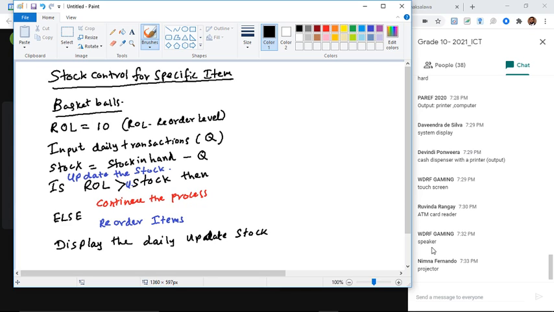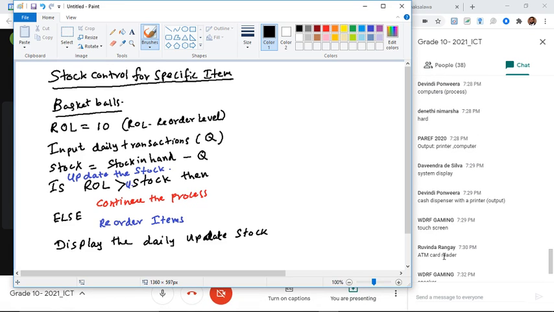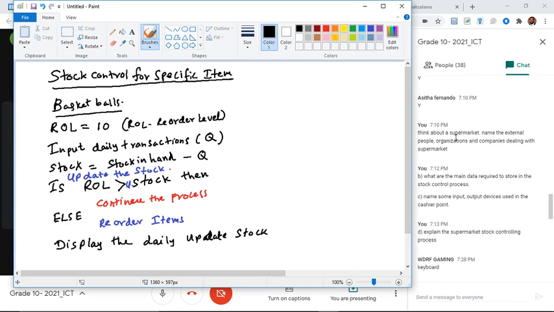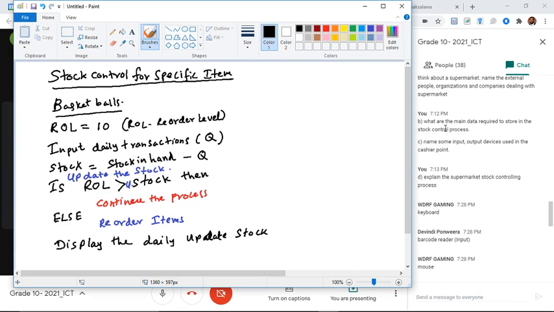So normally we use these: speaker, card readers, bank card readers. Then the system display, meaning the output, the LED screen or the monitor. Don't write about the computer. The computer is mainly used for the process. Here I have asked to name some input and output devices used at the cashier point, so we are mainly considering input and output devices.